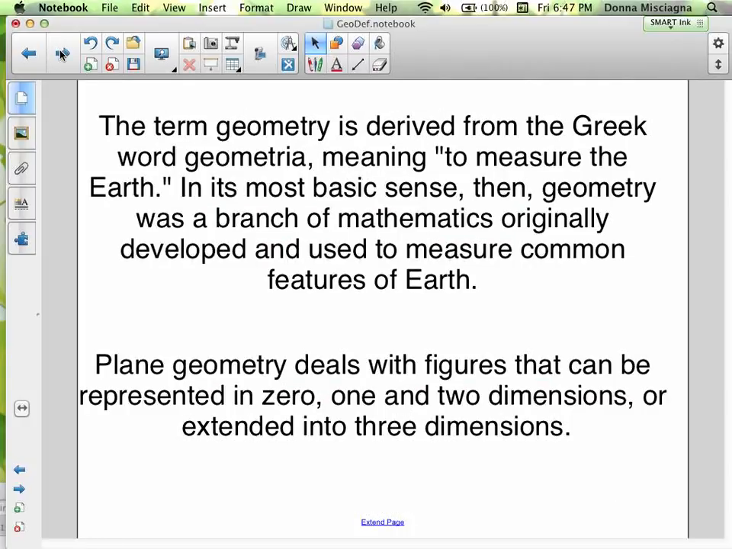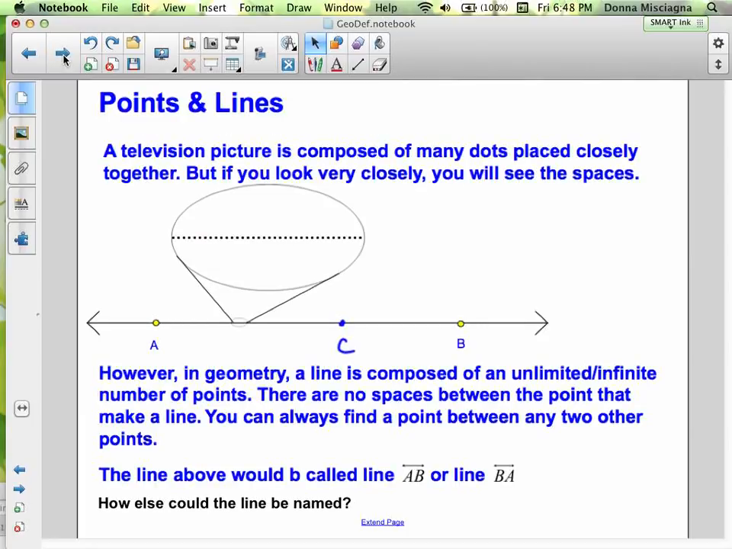The term geometry is derived from the Greek word geometria, meaning to measure the earth. In its most basic sense, then, geometry was a branch of mathematics originally developed and used to measure common features of earth. And it has developed to be so much more than that now, though. Plane geometry deals with figures that can be represented in 0, 1, and 2 dimensions, or extended into 3 dimensions. Geometry can deal with more than 3 dimensions, but we're going to stick with plane geometry, and we're not going to go more than 3 dimensions.